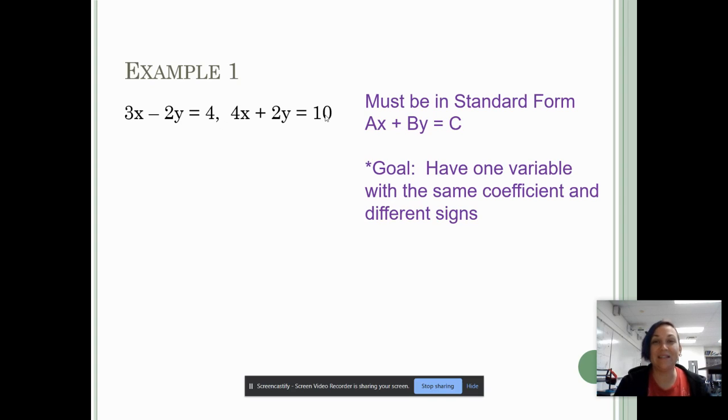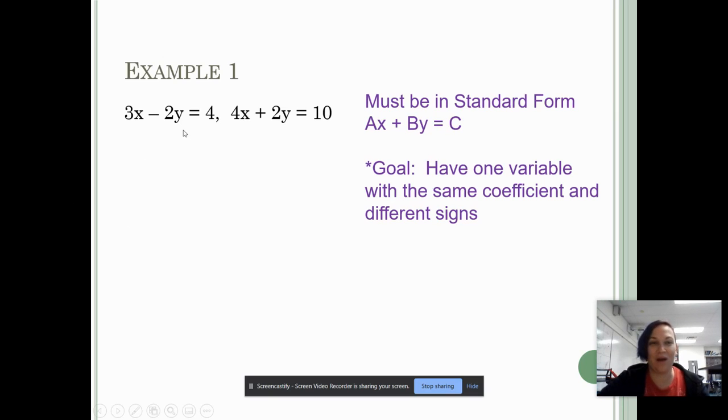For instance, in this problem, if I look at my letter x, I have a 3x and a 4x. Those are not the same coefficient. One's a 3 and one's a 4, and they don't have different signs. One's positive and the other one is also positive.